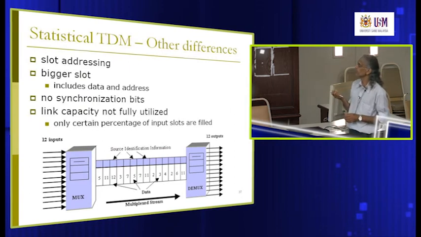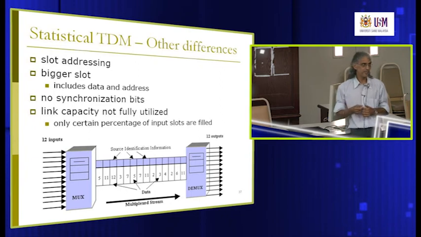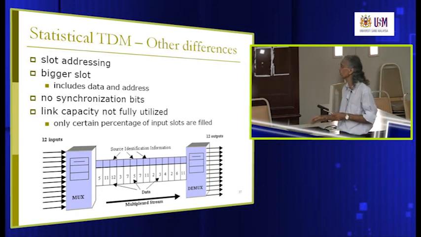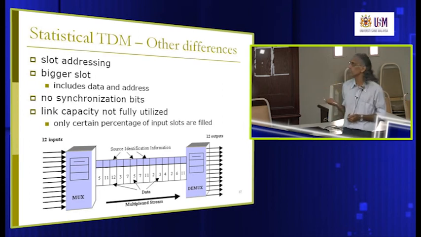So the differences: there's slot addressing, so there's addressing with each piece of data. The slot is bigger now, because each piece of data must have the address of the input line. Third difference, there are no synchronization bits in this case. Here in synchronous we have synchronization bits 1, 0, 1, 0, and each frame is synchronized. Here we don't need that.